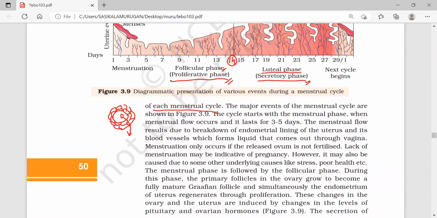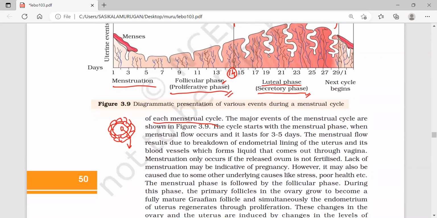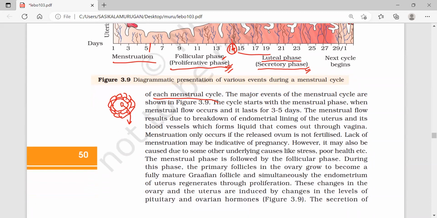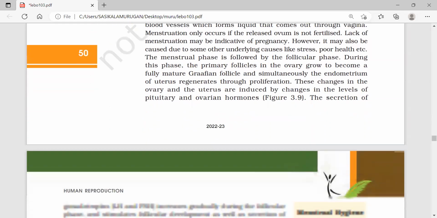So in the first few days menstruation takes place, and then the proliferative phase starts. From there onwards, by about the 6th to the 14th day, it will complete. Then from the 15th day onwards, the luteal phase continues. Right. So it's all about the menstrual cycle.